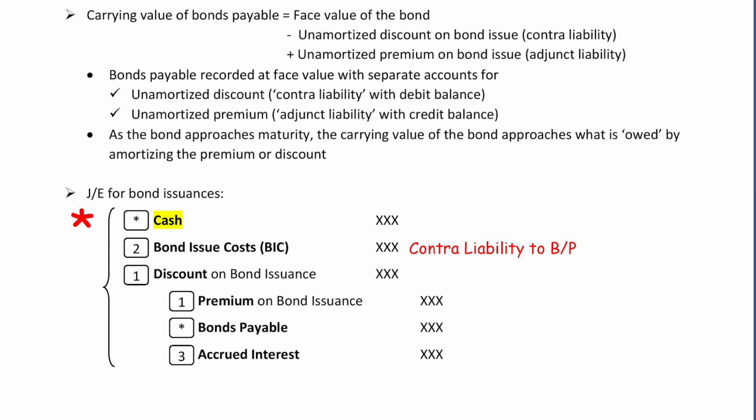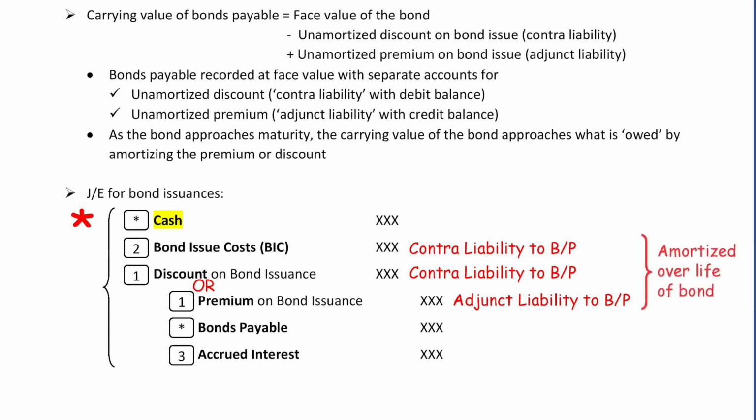The bond could be issued at a discount or at a premium. So between discount and premium, for discount, it's a contra liability to bonds payable, because it reduces the carrying value of bonds payable. For premium, it's an adjunct liability to bonds payable, because premium on bond issuance increases the carrying value of the bond. Now we know that bond issue costs as well as the discount or premium are amortized over the life of the bond. So put a bracket and write amortized over life of bond.